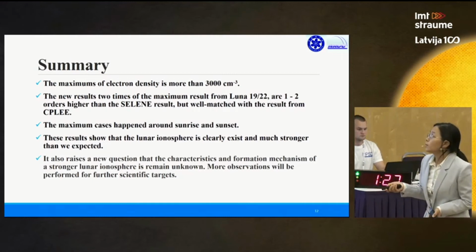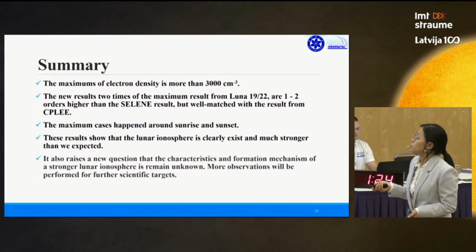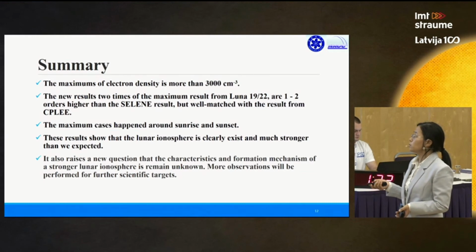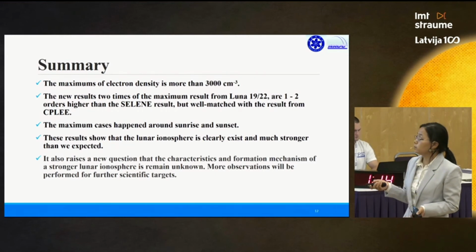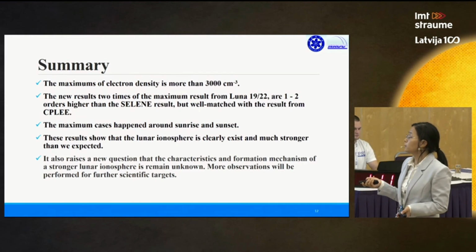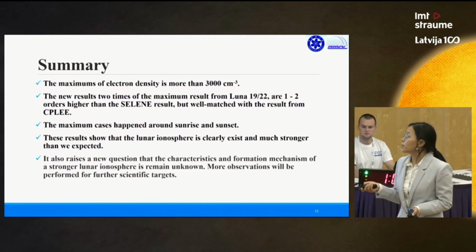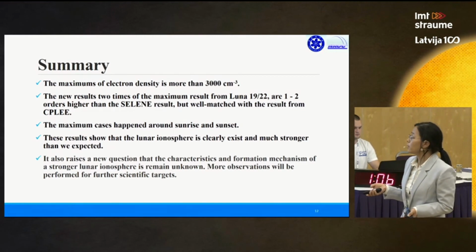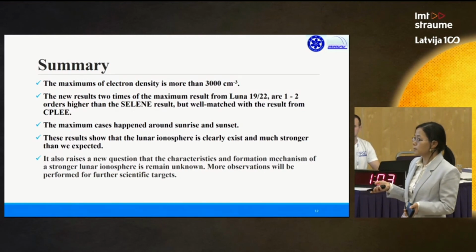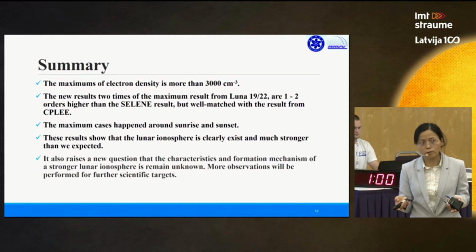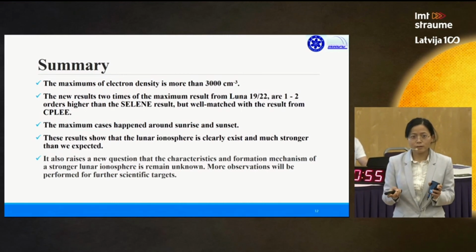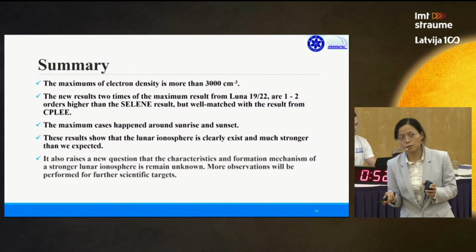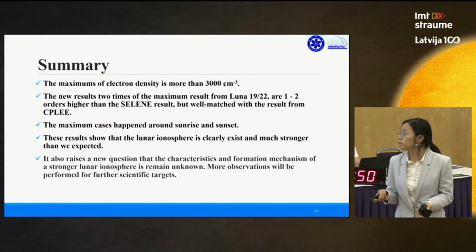In summary, the maximum of the electron density is more than 3,000, and the new result is 2 times the maximum result from Luna 19 and 22, and also 1 or 2 orders higher than the SELENE result. This maximum case happened around sunrise and sunset, and also shows that the lunar ionosphere is obvious. It's not something we don't need to be concerned about. This may influence our spacecraft landing missions.